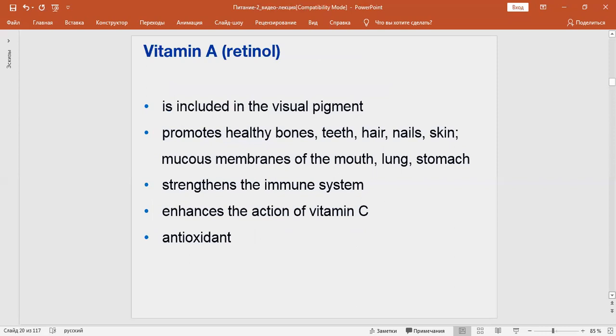We proceed to description of functions of certain vitamins in the body and their deficiency symptoms. The first one is vitamin A, or retinol. Retinol is included in the visual pigment, promotes health of bones and teeth, hair and nails, skin and mucous membranes of the mouth, lung and stomach. It strengthens the immune system and enhances the action of vitamin C. It's an antioxidant.